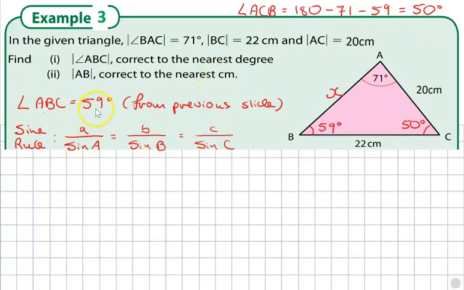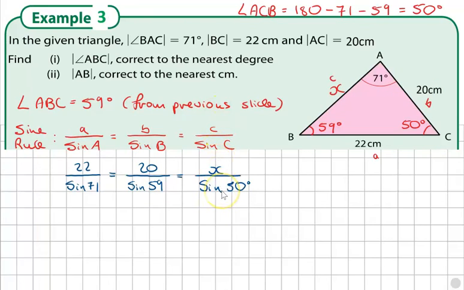So this is the sine rule. a over sine A equals b over sine B equals c over sine C. We label the triangle. So if this is capital A, this is lowercase a. If this is capital B, this is lowercase b. If this is capital C, this is lowercase c. Then we sub into the formula. a over sine A becomes 22 over sine 71. B over sine B becomes 20 over sine 59. And c over sine C becomes X over sine 50.